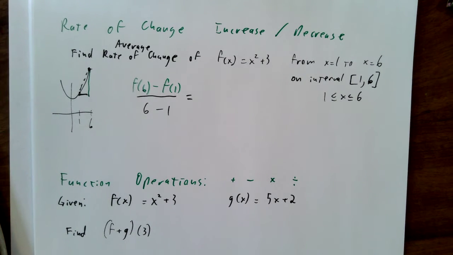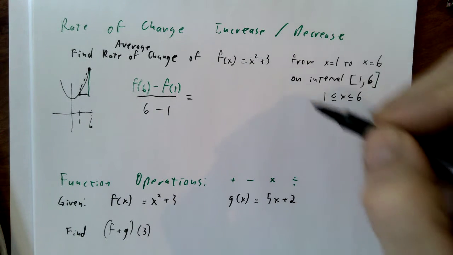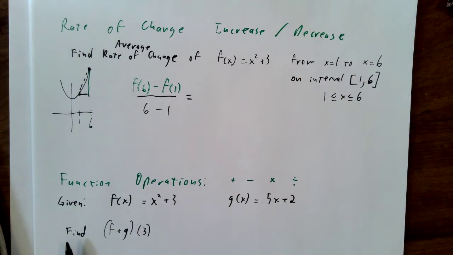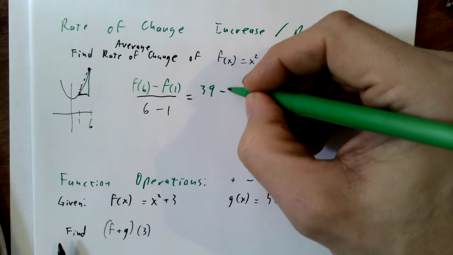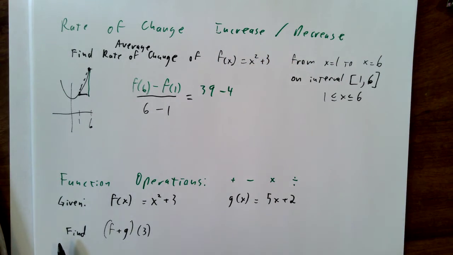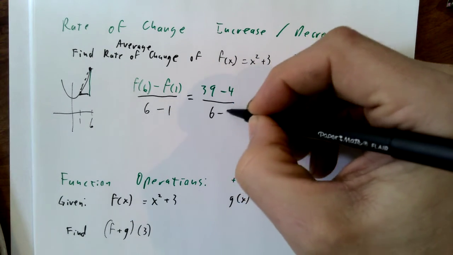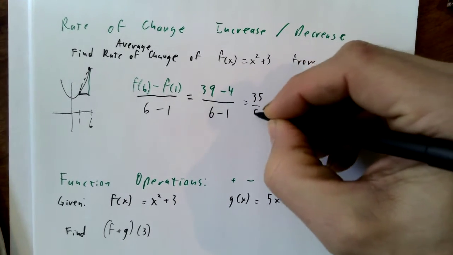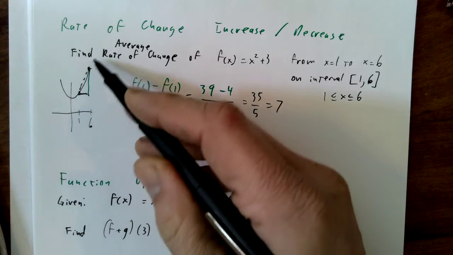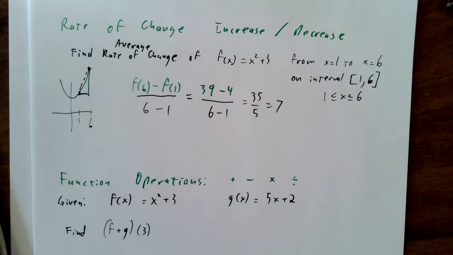So f of 6, 6 squared plus 3 is 39. f of 1 is 1 squared plus 3 is 4. And this quotient here will give us the rate of change. So that's 35 over 5, or 7. It's going up at an average rate of 7 units per step there. That's the average rate of change on it.